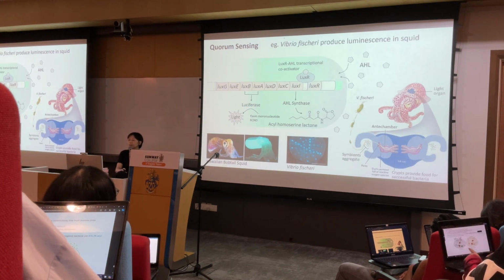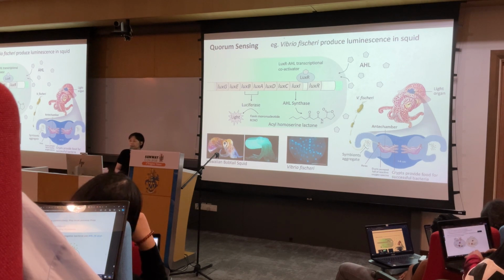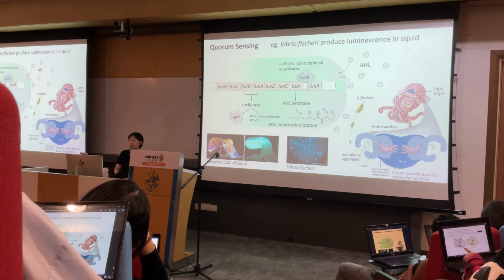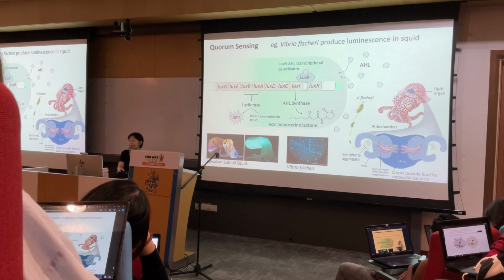This is an example, Vibrio fischeri, which is bacteria that can emit bioluminescence. It's a bacteria living in the ocean. So this is an example for quorum sensing. This Vibrio fischeri is a symbiont as well, living inside the squid.